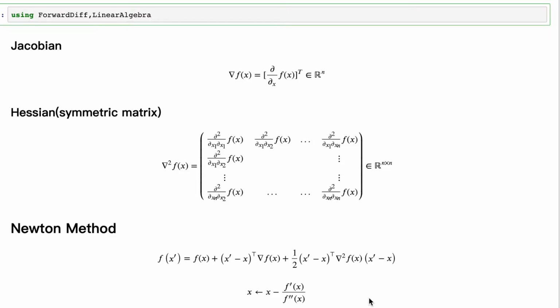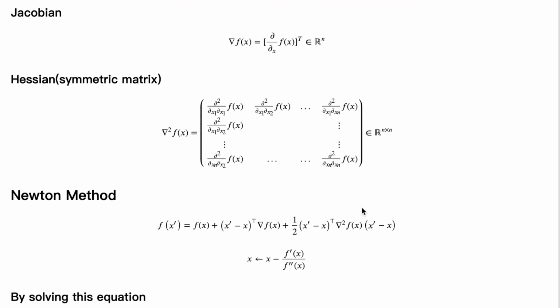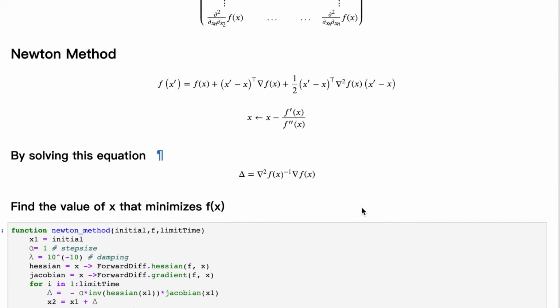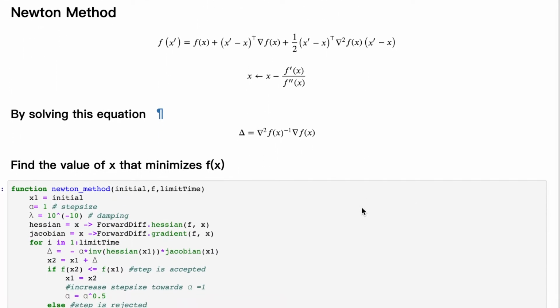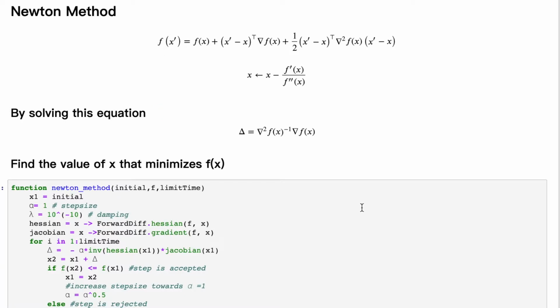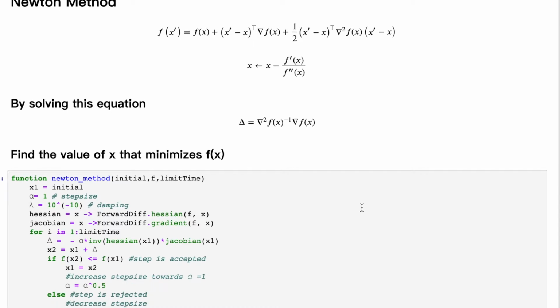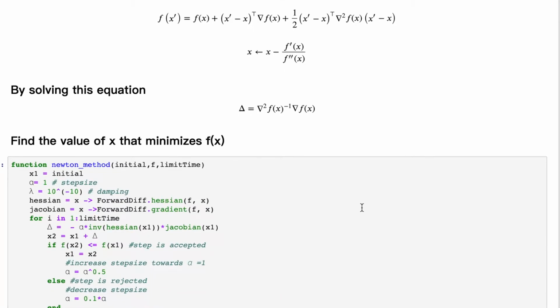Now, let's see how to implement the second-order optimization in Julia. First, let's review what the Jacobian matrix and Hessian matrix are. There are actually two versions of Newton's method. Today, we are going to talk about finding the roots of a polynomial, all those points where it intersects the x-axis.